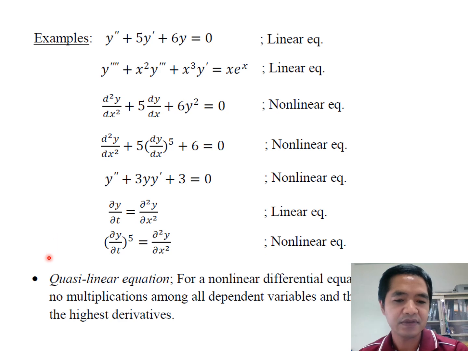And another form which is neither linear nor nonlinear, we call it a quasi-linear equation. A quasi-linear equation is an equation that has a nonlinear differential equation, where there are no multiplications among different variables and derivatives in the highest derivative. So don't worry about this form because we're not going to take much time, or we're not going to learn any form of this quasi-linear equation.